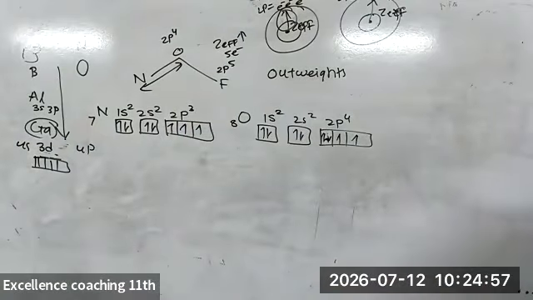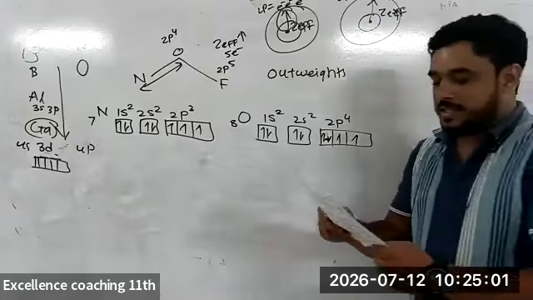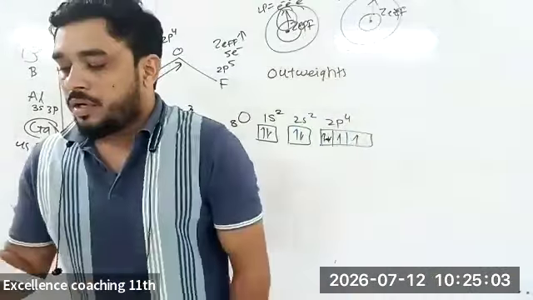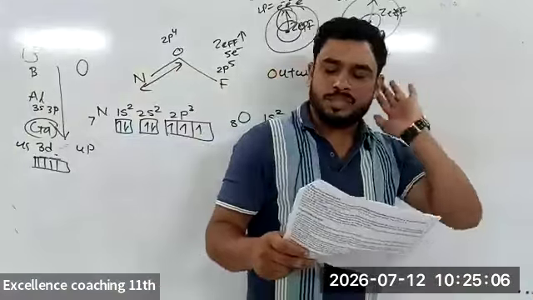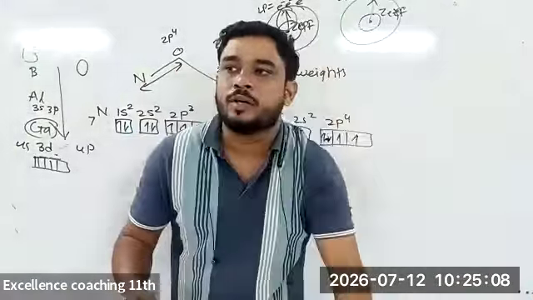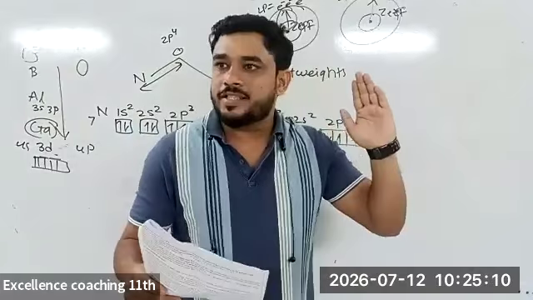Let us summarize. Variation of atomic radius down the group. Now down the group, let me explain one point. What happens down the group? It's simple, down the group is just 2 minutes. Down the group, atomic radius increases.